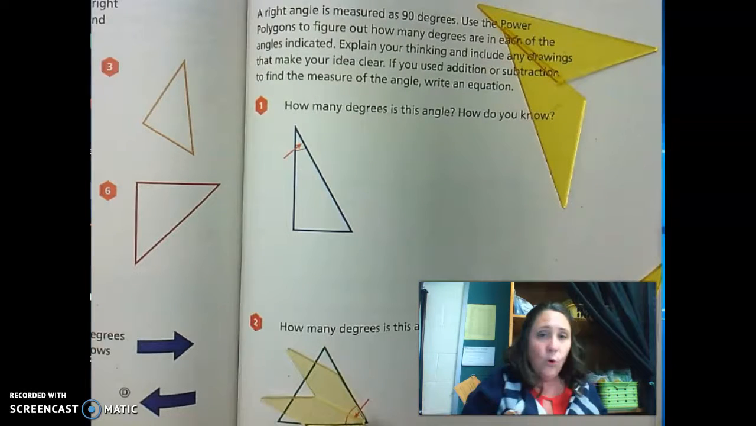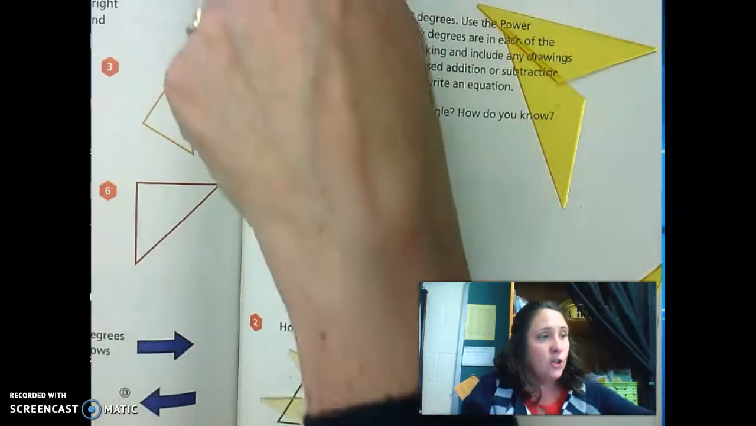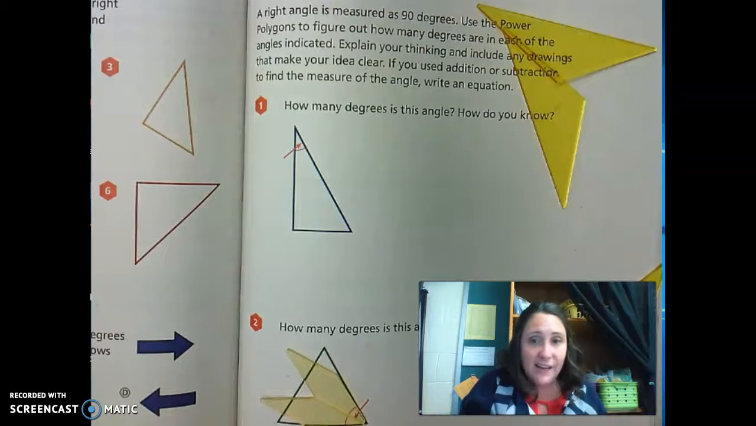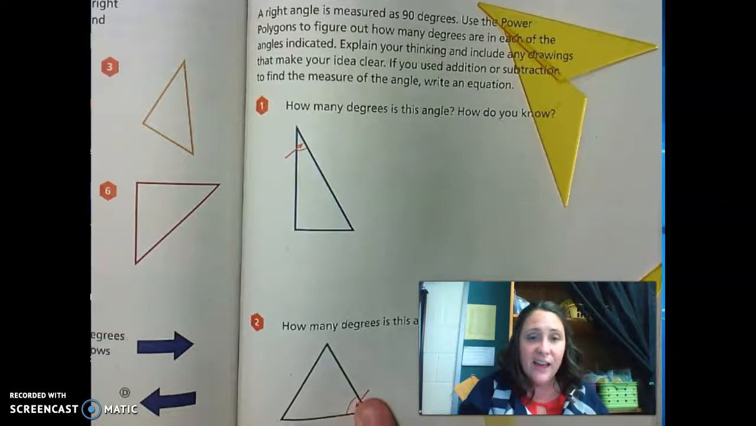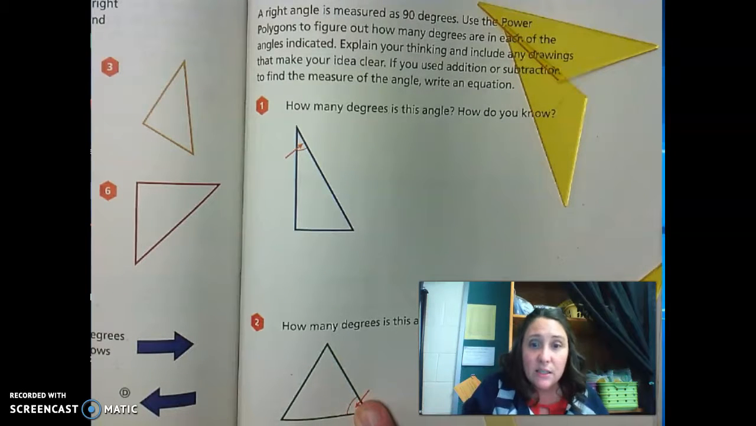So if one of these small ones is 30 degrees and it took 2 of them, then I know that 30 degrees plus 30 is 60 degrees. So if you were able to say this angle right here is 60 degrees, that is exactly right.